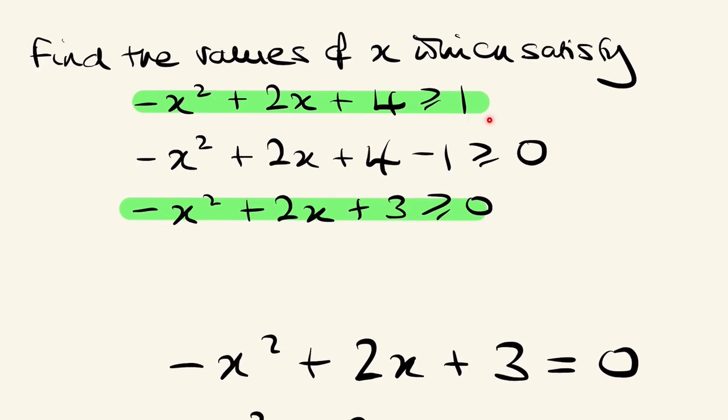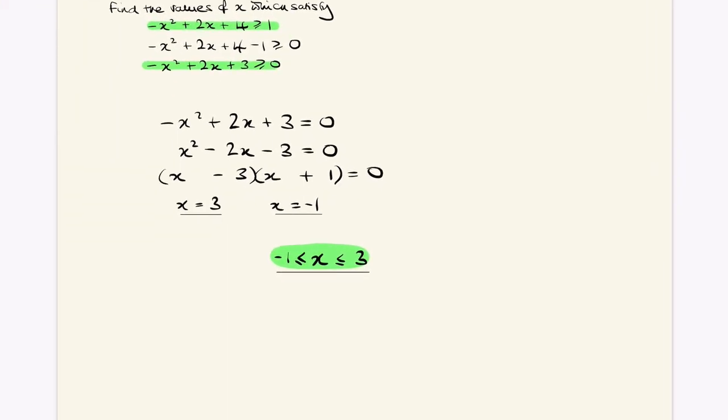Find the values of x which satisfy -x² + 2x + 4 ≥ 1, or as we wrote it, -x² + 2x + 3 ≥ 0.